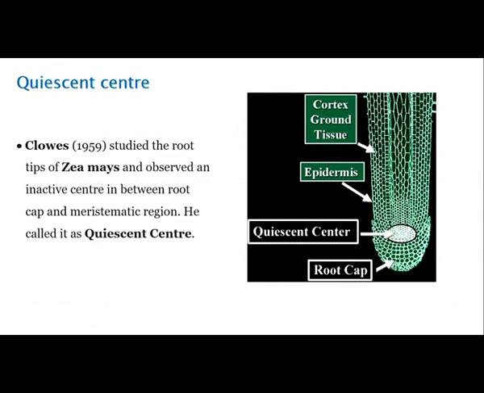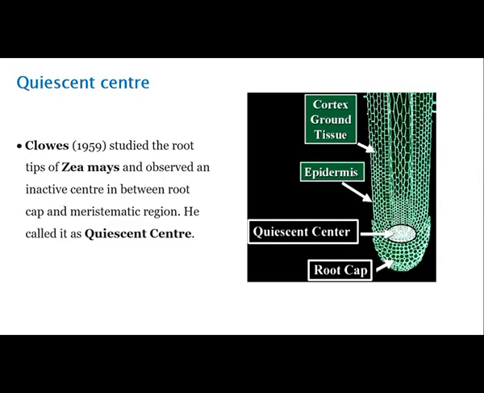Now, in between the root cap and the meristematic region of the root, there is a region containing inactive cells, and that region is called the quiescent center. It was first discovered by Clowes in maize. The region is made up of about thousands of inactive cells.